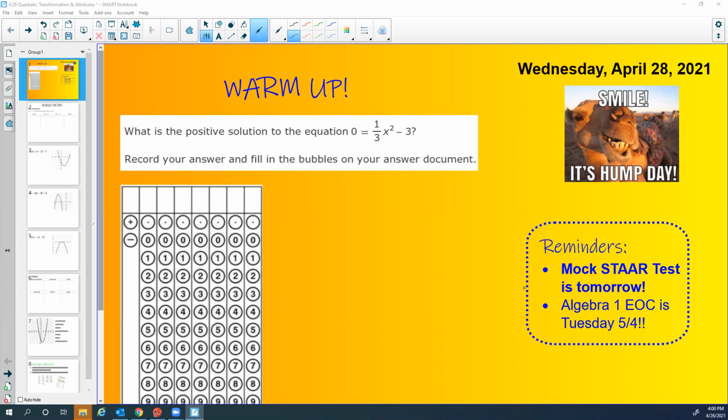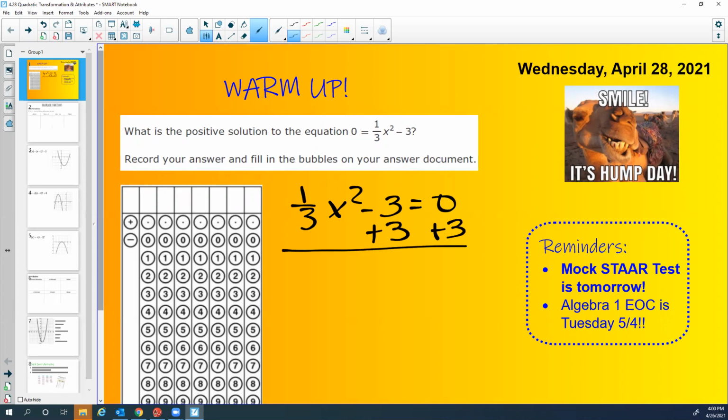All right, so this should be very familiar. This is something that we did very recently, solving quadratics. This one here should be very easy because you don't have a middle term, which means you can basically go ahead and straight up solve it using our square roots method.